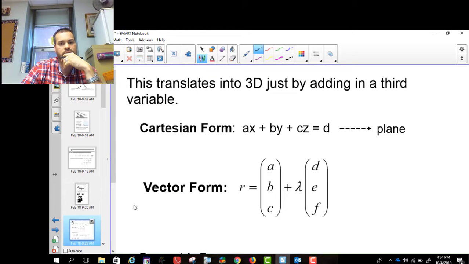When you look at it in 3 dimensions, it looks very similar. So you have a Cartesian form as ax + by + cz, now because there's a third component, = d.